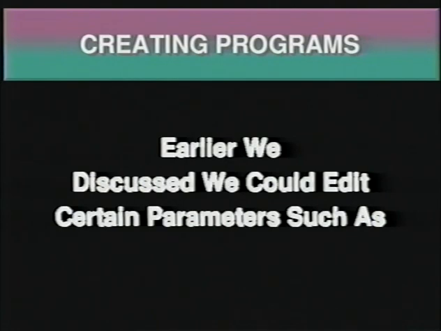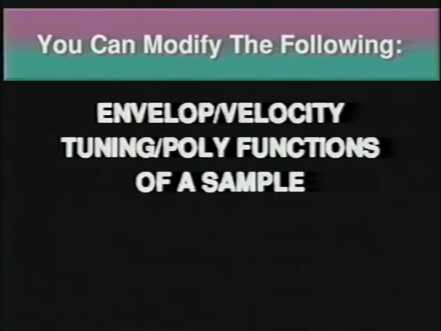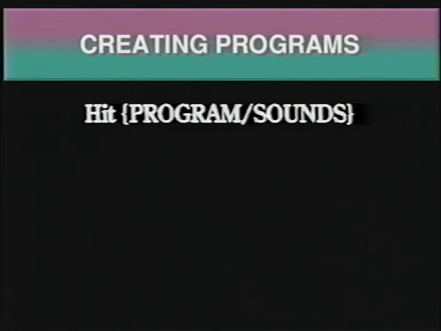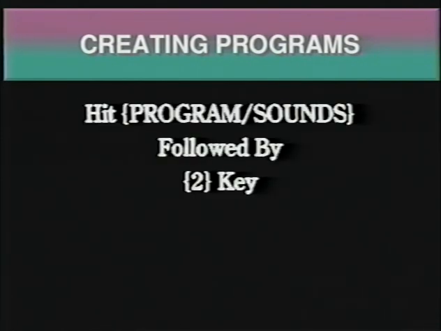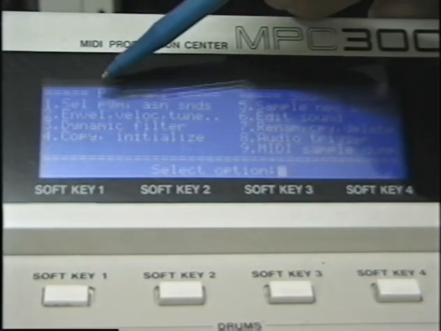Earlier we discussed that we could edit certain program parameters such as envelope, velocity, tuning, or poly function of a sample. To edit these program parameters, press Program Sounds key followed by option 2, and the following screen will appear.